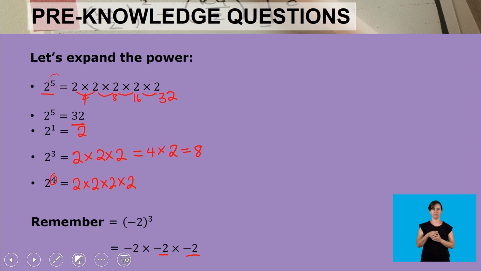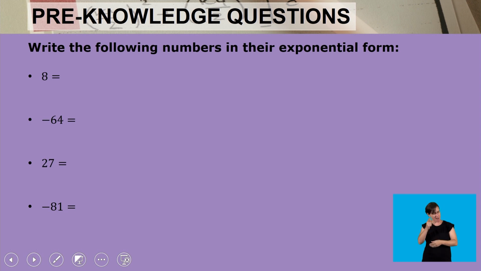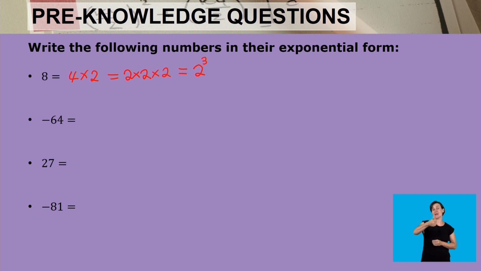Let's go on to more pre-knowledge practice. Let's write the following numbers in their exponential form. So firstly, we have an 8. Now, we know that 8 comes from 4 multiplied by 2. And of course, if we go ahead and break that 4 up, that is going to be 2 multiplied by 2, which gives us that 4. And again, we are going to multiply by that 2 there. And we can see here that 2 appears 3 times. That means our base 2 has been multiplied by itself 2 times, which means it is 2 to the exponent of 3. Let's go over to the next one.